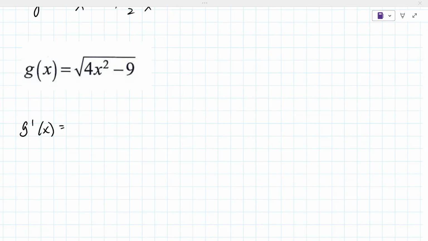I got 4x times 4x squared minus 9 to the negative 1/2 power. Let me say that one more time. I wasn't really ready. You said 4x times 4x squared minus 9 to the negative 1/2 power. Okay. Yes, that is correct.